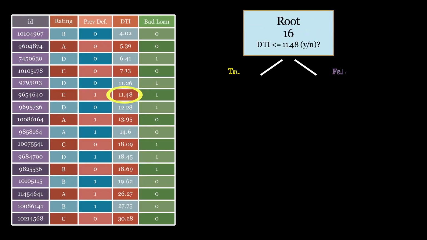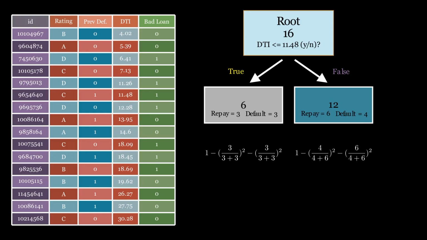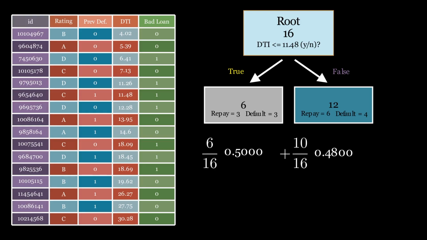If we fast forward to a debt to income ratio of less than or equal to 11.48, then we see 6 records in our left branch and 12 in our right. These are some of the highest Gini impurities we have seen, as the data is very evenly distributed. The weighted Gini impurity here is 0.4875.